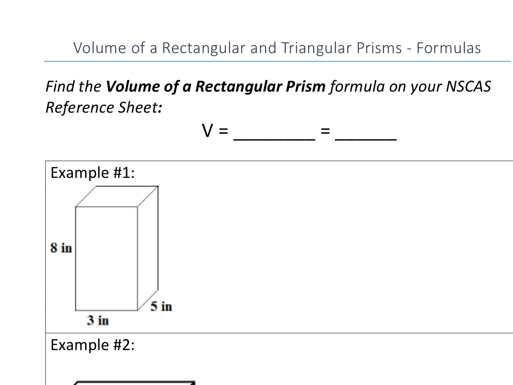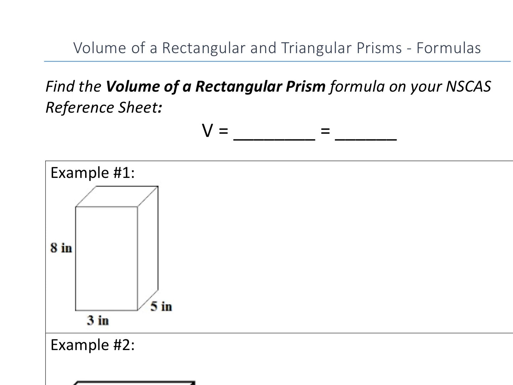Today we're going to learn about how to find the volume of rectangular and triangular prisms. First thing we're going to do here is look at our reference sheet. If you look on your reference sheet, find where it says rectangular prisms. It's going to be near the middle of the page, and the formula for volume.